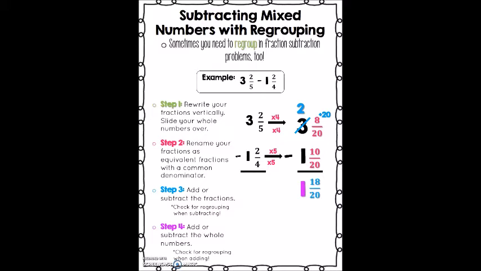Of course, if the question asks you to, don't forget about checking for simplest form. I could also rewrite this difference as 1 9/10. Let's take a look at a couple more subtraction with regrouping questions.